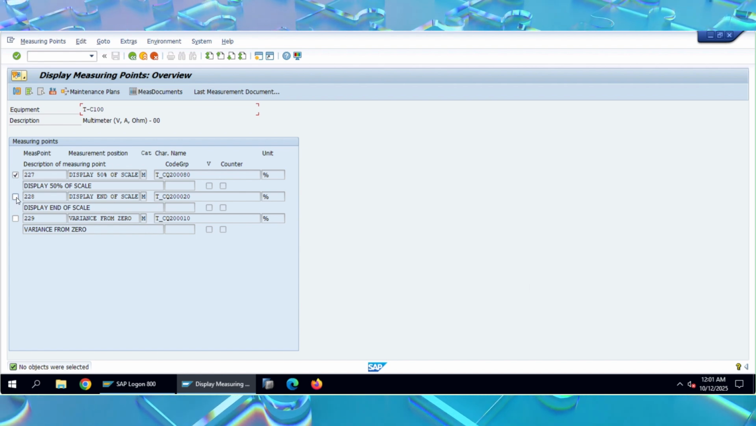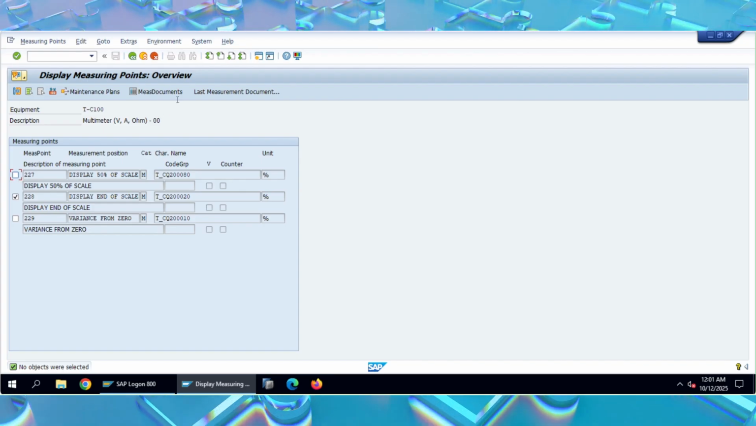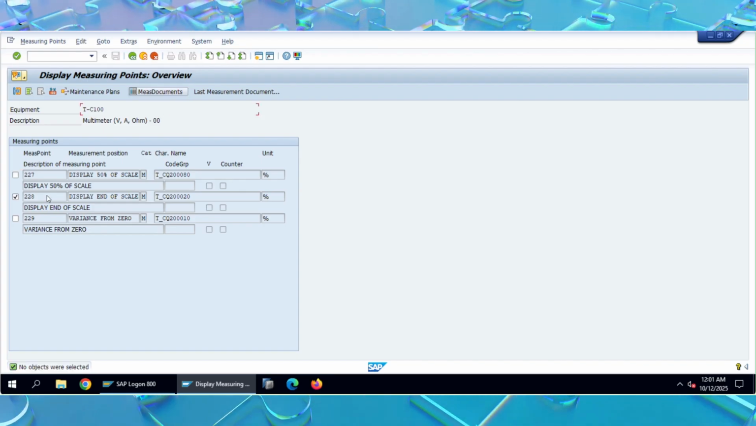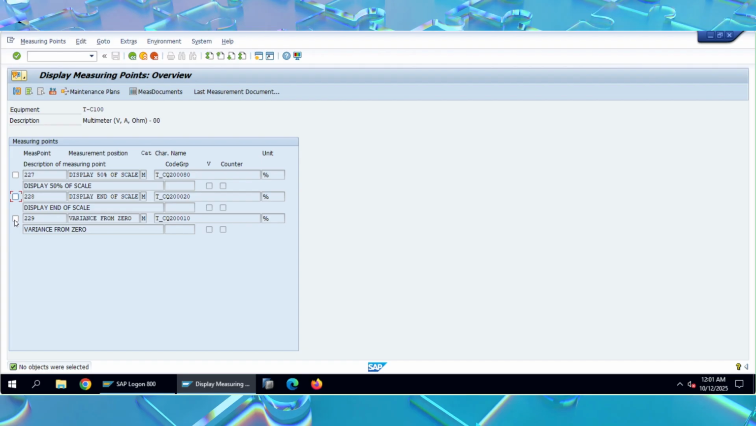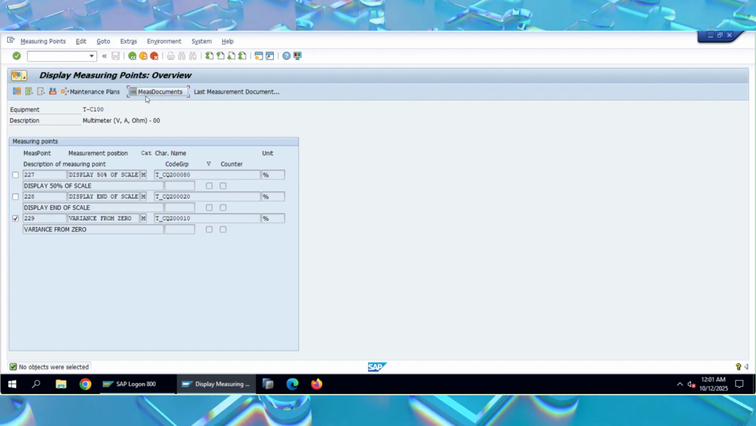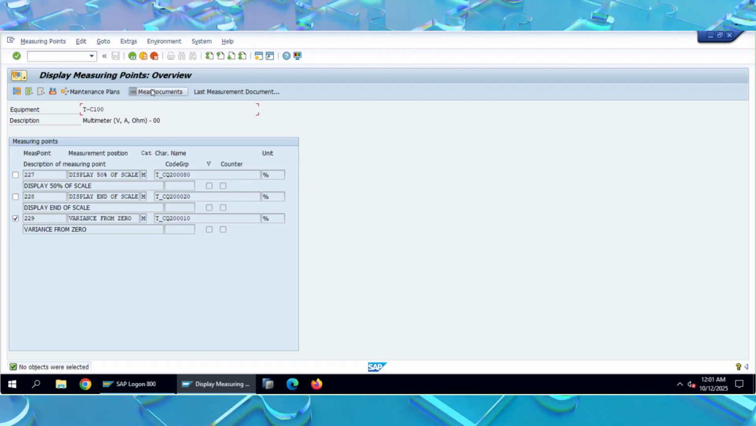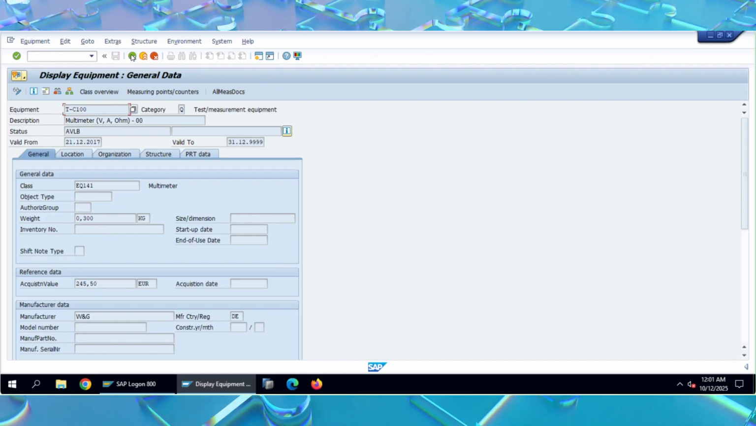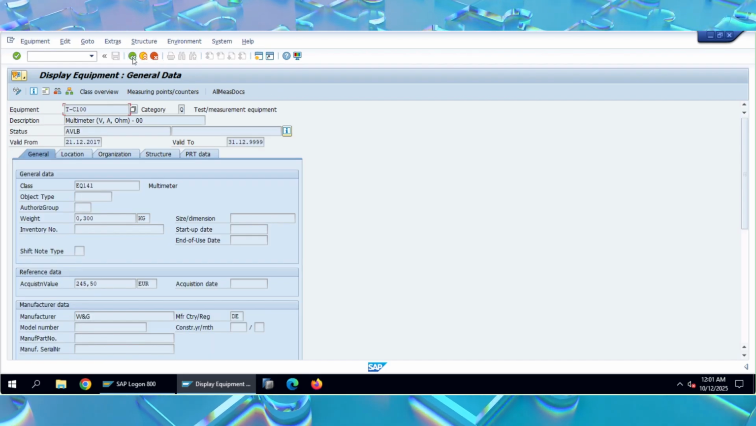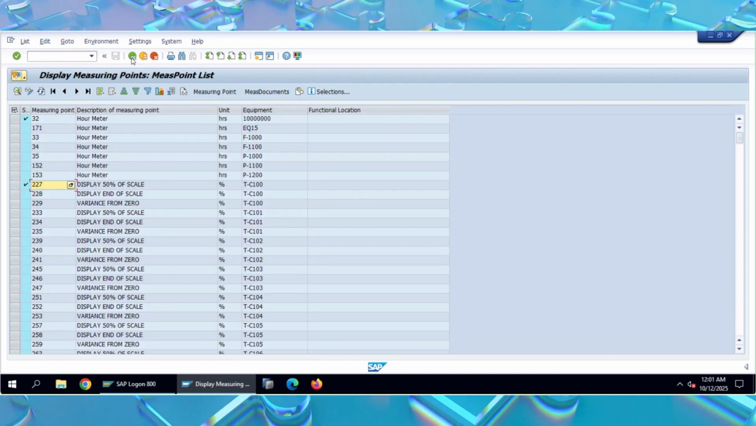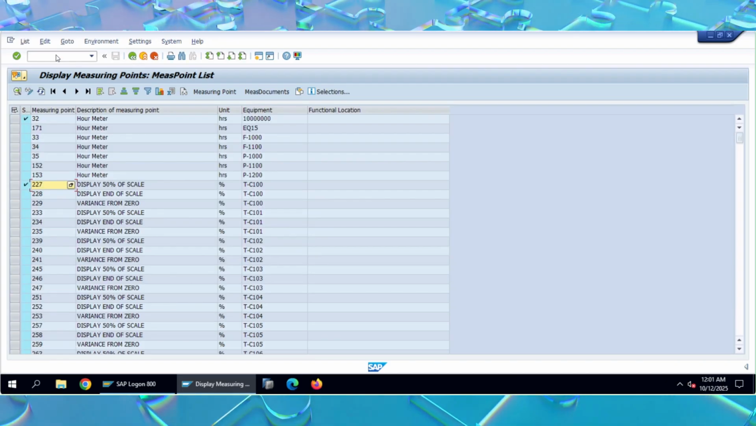So let us check for another one, the next one. Nothing. Okay, so don't worry about that. We will see all these things, how to post the measurement document. Suppose for this one, there are 32 measuring points.